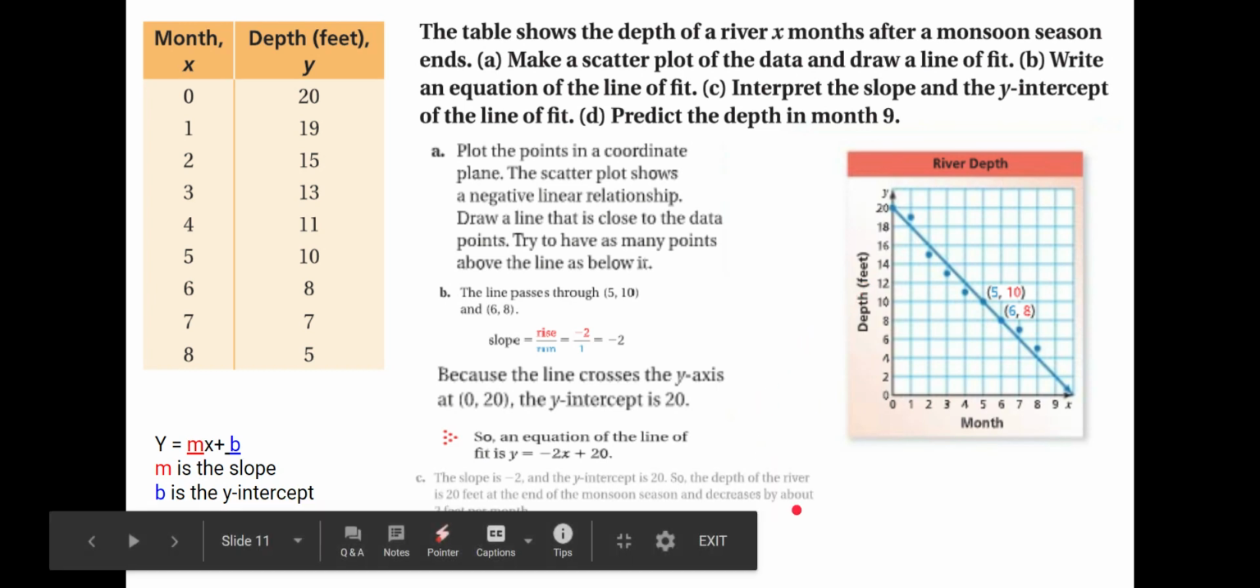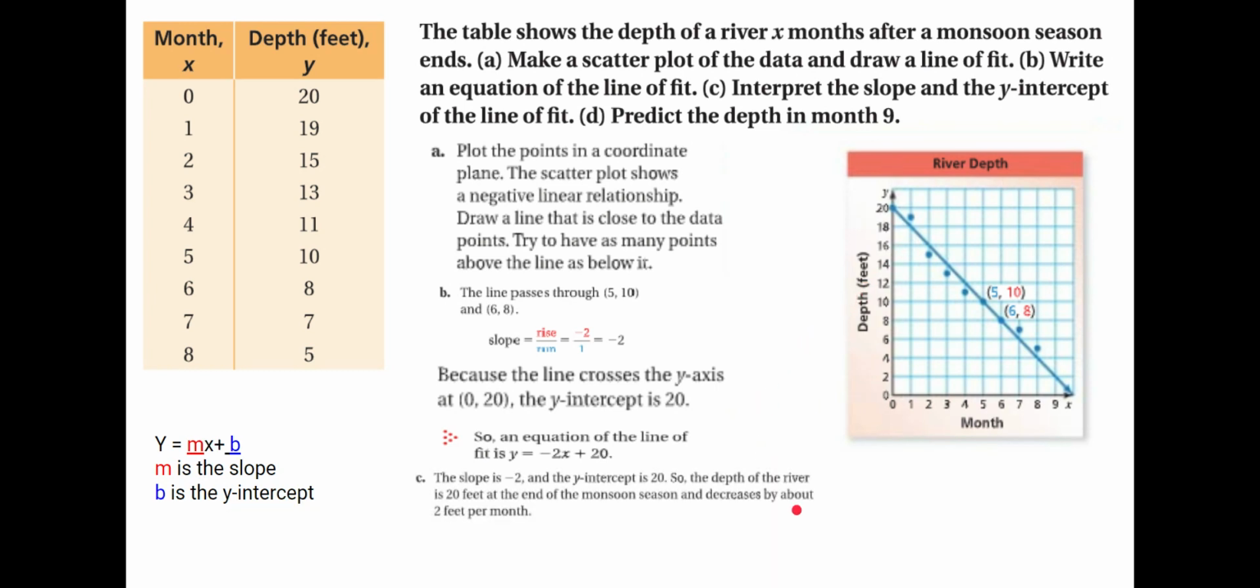And here's the explanation. The slope is -2 and the y-intercept is 20, so the depth of the river is 20 feet at the end of the monsoon season and decreased by about 2 feet per month.